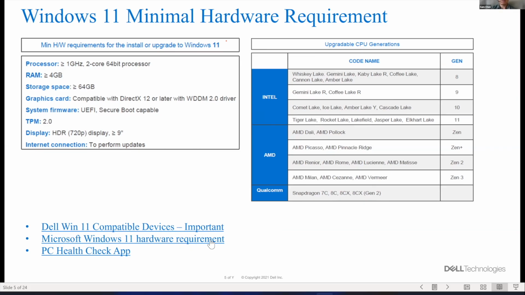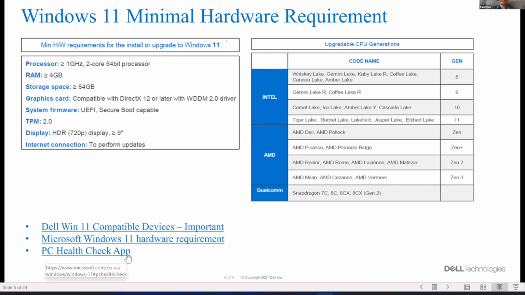And also Microsoft published the Windows 11 minimum hardware requirement on their website that lists all the CPUs they support for Windows 11. So if you want a holistic list of the CPUs supported for Windows 11, then you can check the Microsoft Windows 11 minimum hardware requirement website.